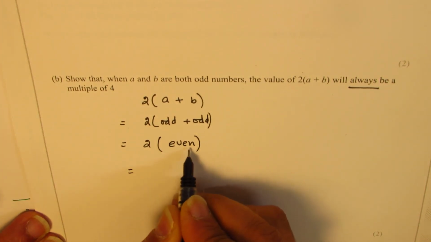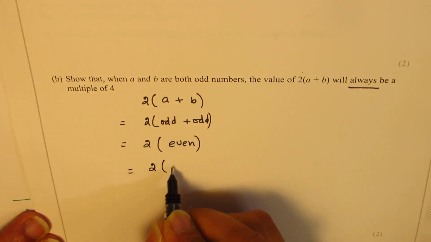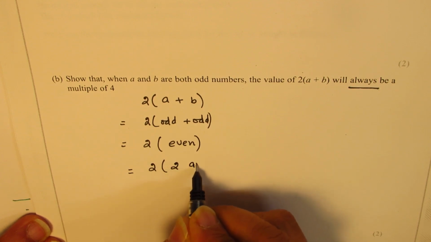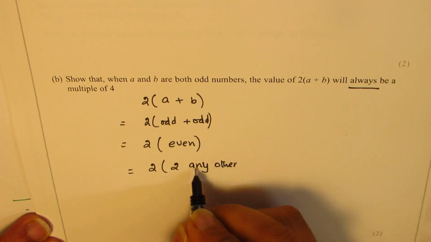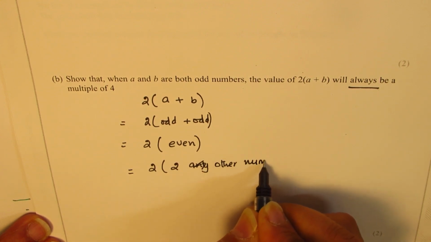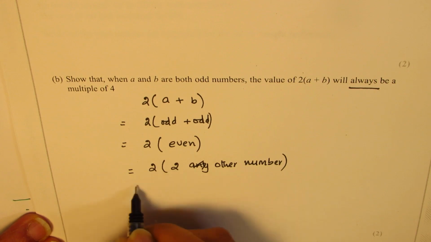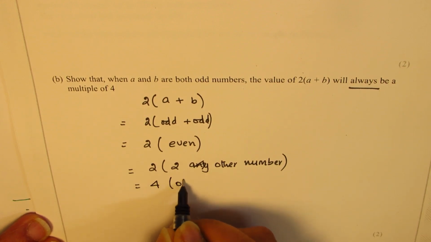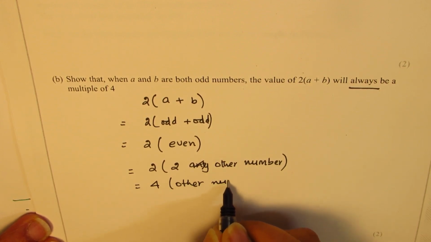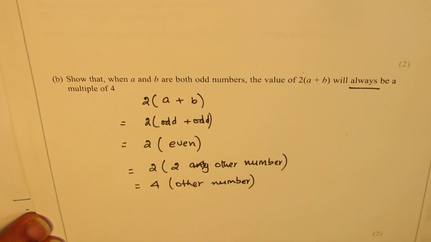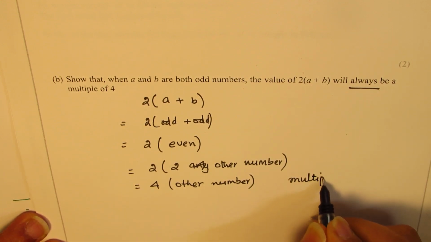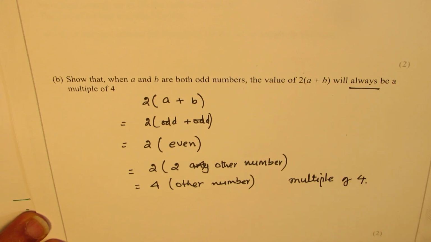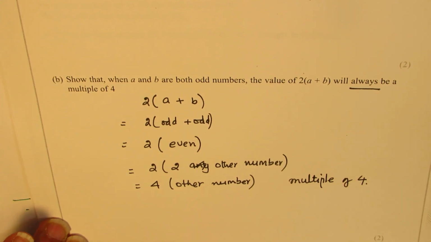Now an even number is a multiple of 2, so it could be written as 2 times any number, or we can say other number, right? Now clearly 2 times 2 is 4, so 4 times other number. So that is how you could show that it is a multiple of 4, right? Which is a multiple of 4. Is that clear? So that is how we could show it.